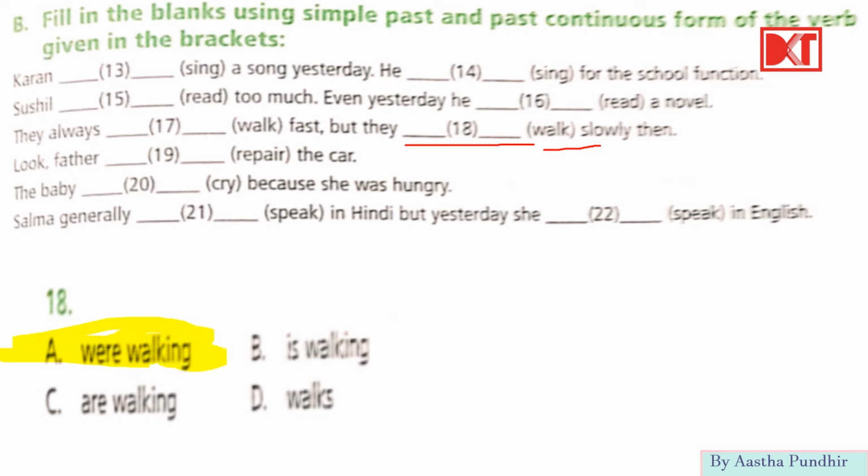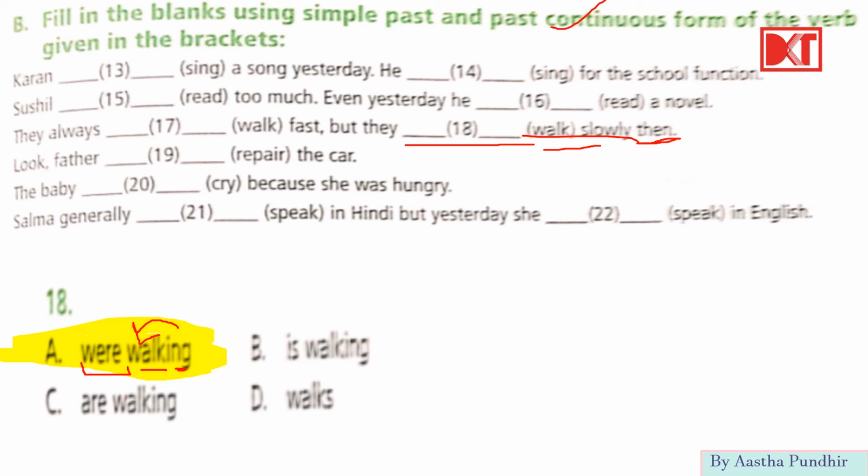Now here this action started, पता चल रहा है then से कि कुछ interruption हुई and उसके बाद they started walking slowly. So but they were walking slowly then. They के साथ we use were and the verb and then the ing we add to the verb. Alright. So this is past continuous form.